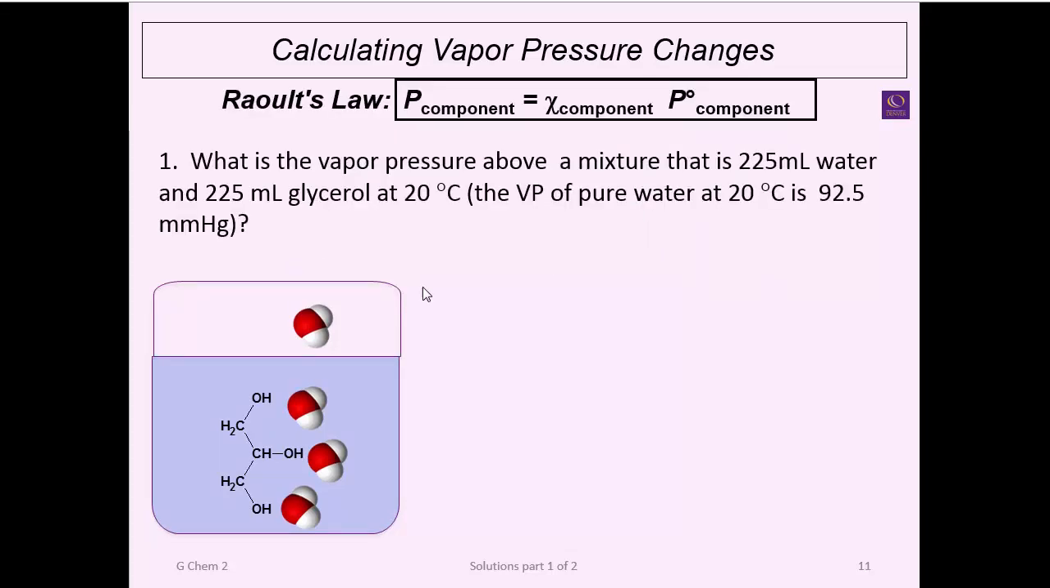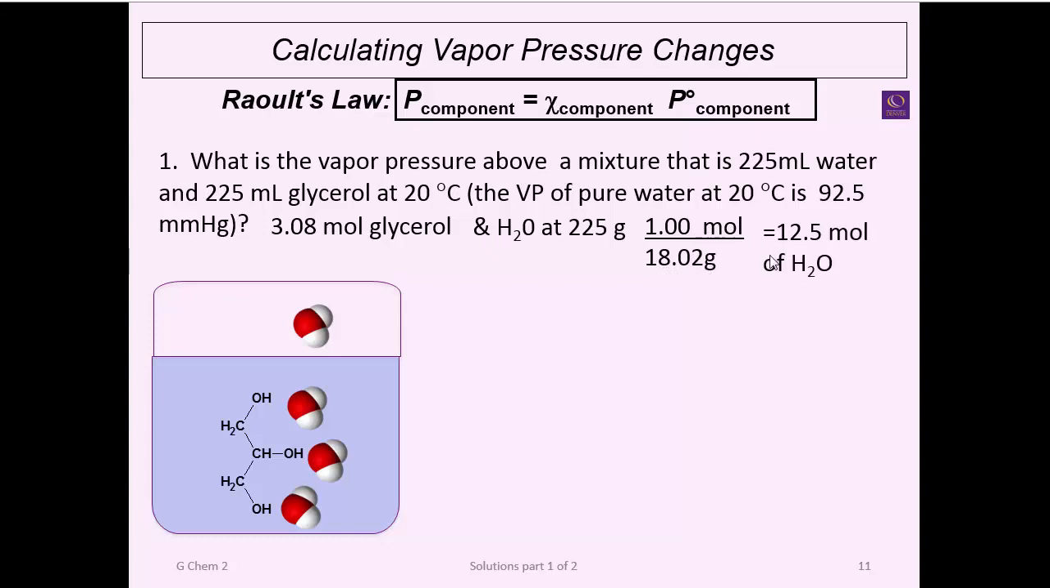So let's apply this. Let's use the exact example we'd done earlier where we'd put 50% volume per volume glycerol and water, and let's figure out the vapor pressure of the water. So that calculation was already done. There's 3.08 moles of glycerol, and water has 225 mLs, which is 225 grams. Density of water is 1. So can I turn that into the number of moles? I need to know the molecular weight of water, which is 18.02 grams per mole. After that calculation I actually have 12.5 moles of water and 3.08 moles of glycerol.